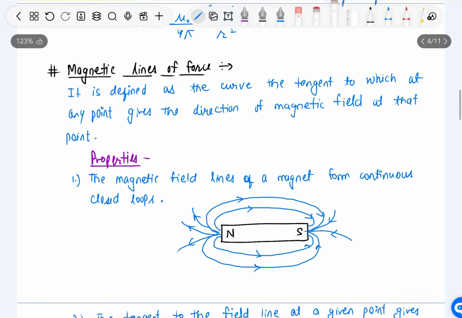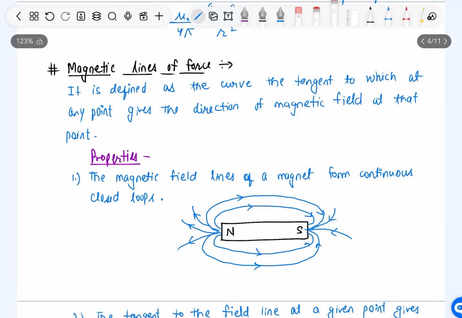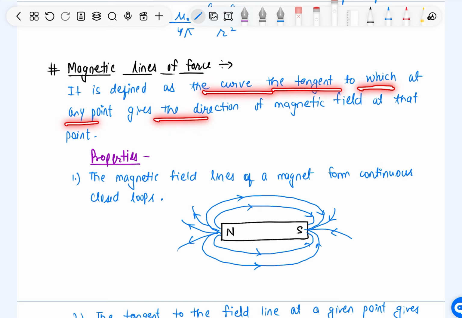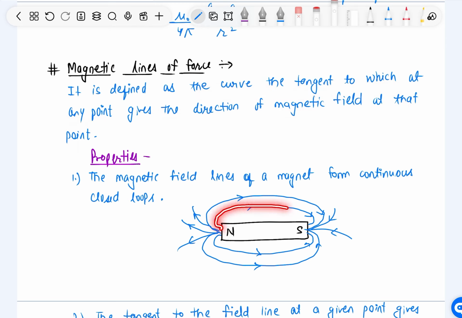Next is the magnetic line of force. It is defined as a curve, the tangent to which at a point gives the direction of the magnetic field at that point. Suppose this is the magnetic field line, then at this point we draw a tangent. This will show the direction of the magnetic field.